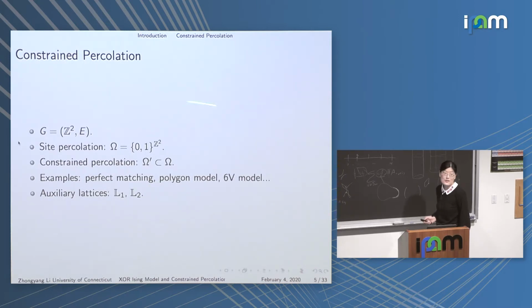The polygon model can be considered as a bond percolation model with some constraint. Each edge freely takes the value 0 or 1, but the constraint is that each vertex has an even number of present edges taking value 1. And the six-vertex model: on a degree 4 graph, we give each edge an orientation, satisfying the constraint that each vertex has exactly 2 incoming edges and 2 outgoing edges.